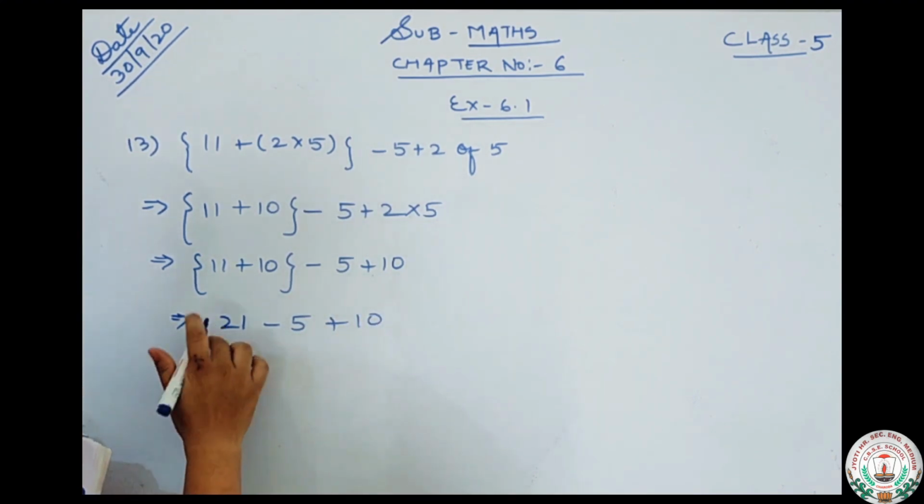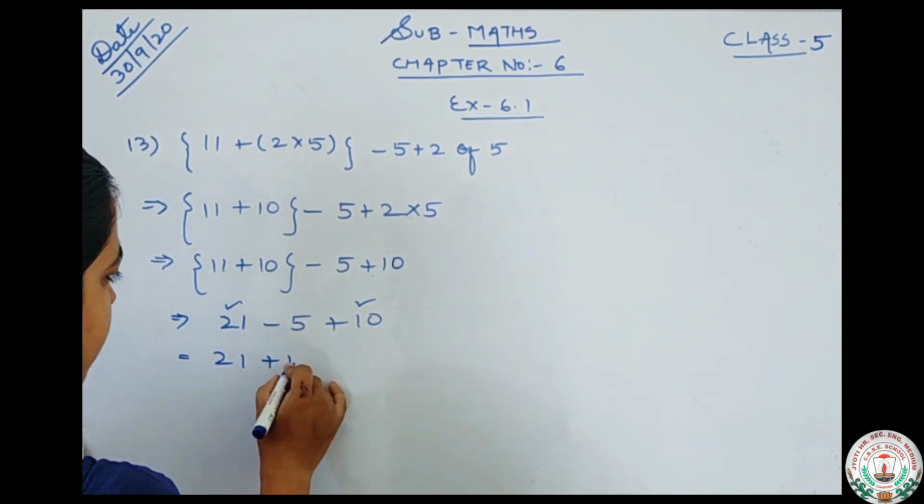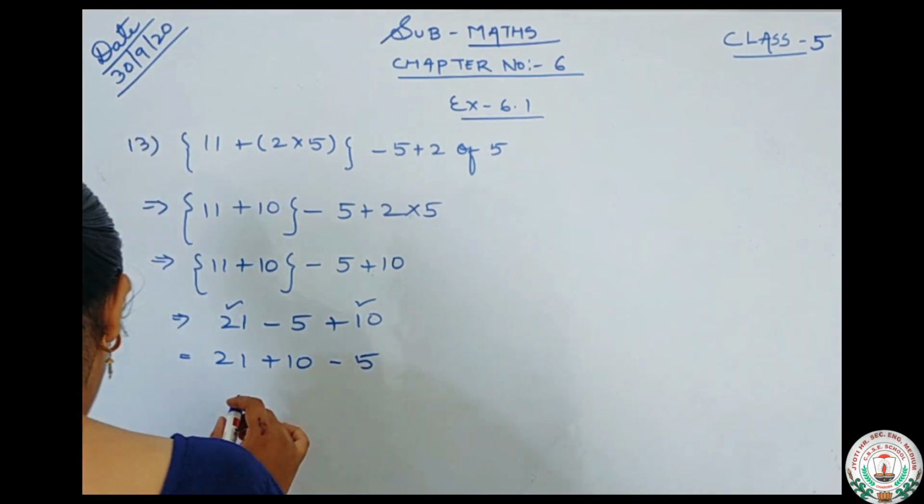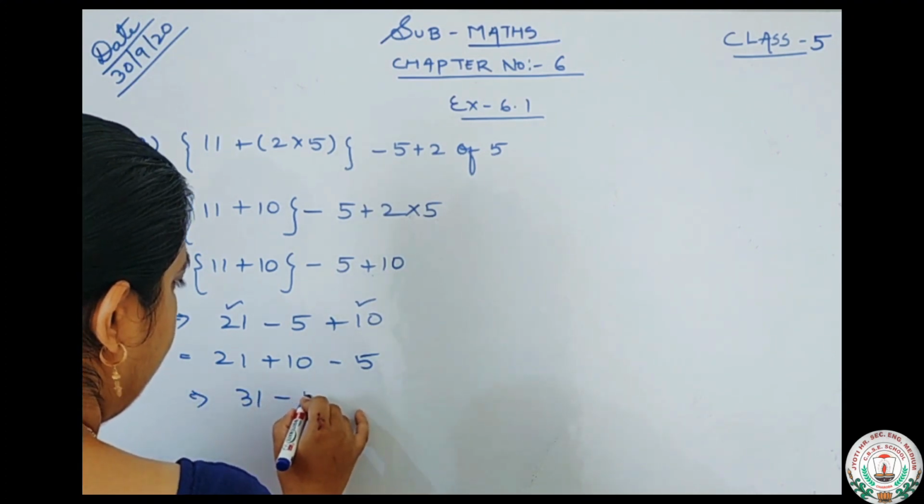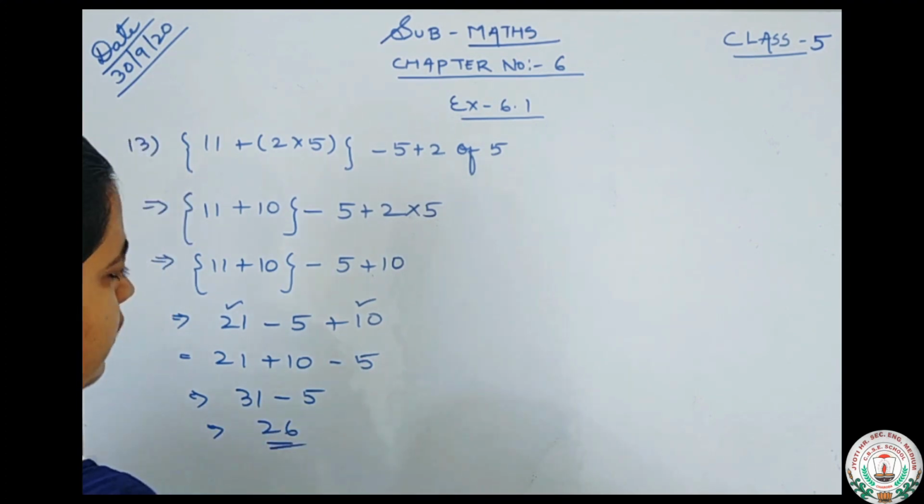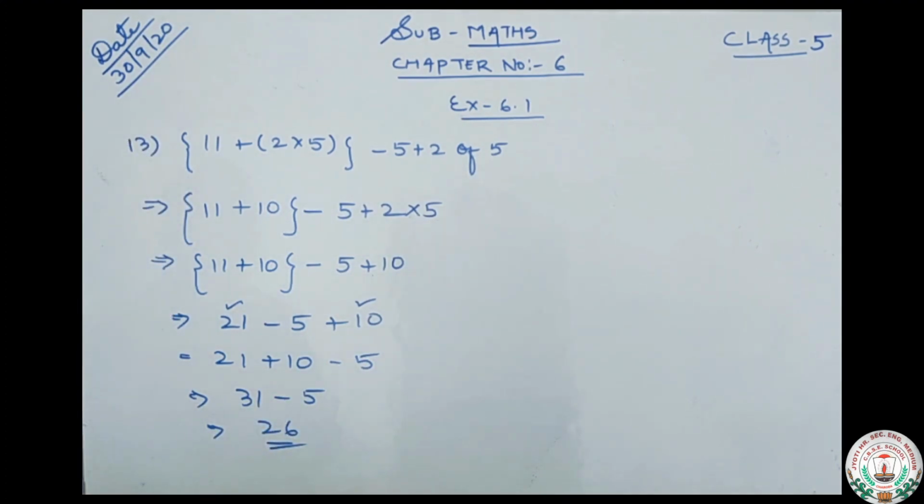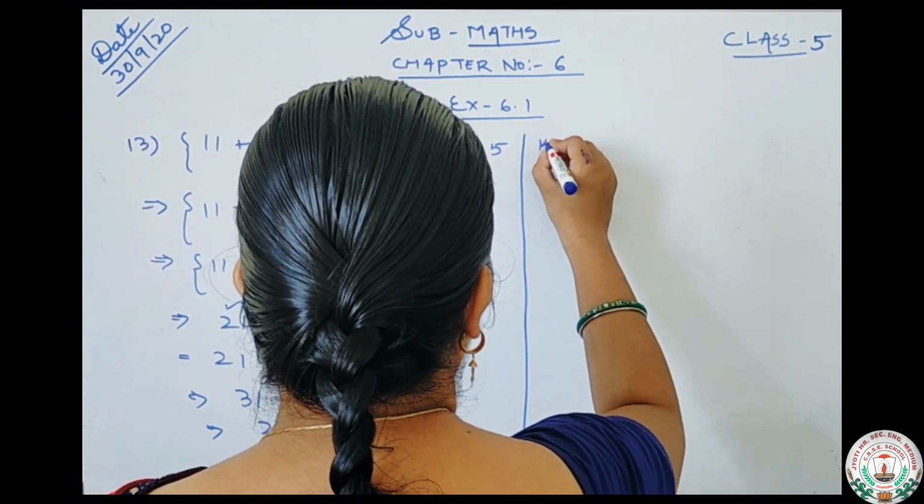First we will add 21 and 10, the addition part. 21 plus 10 minus 5. 21 plus 10 is 31. 31 minus 5 is 26. So like this you will solve. Okay, now next is question number 14.